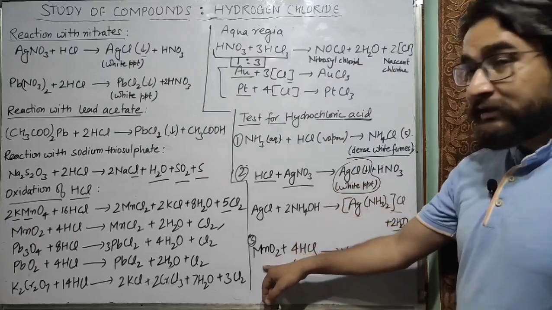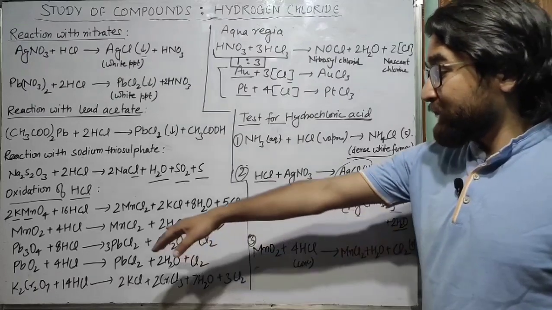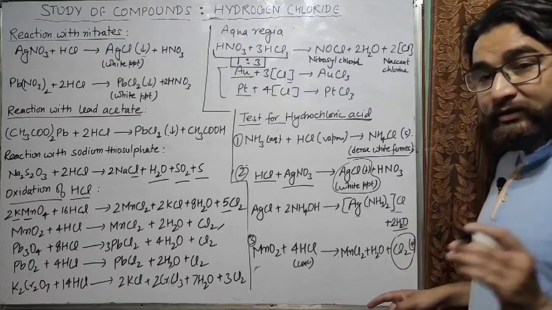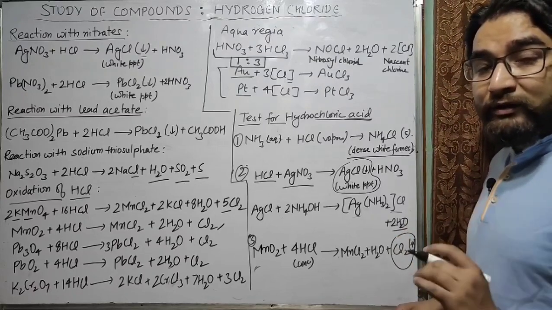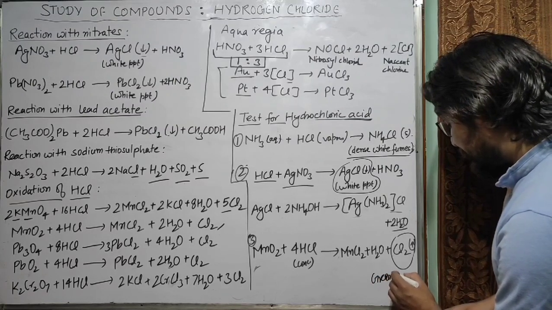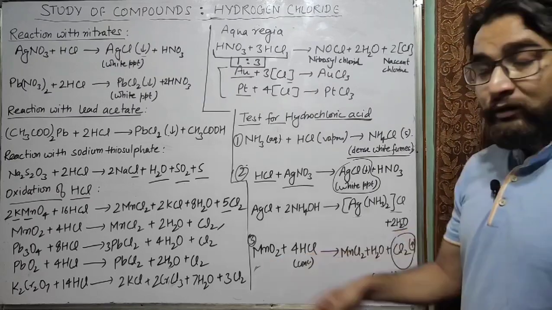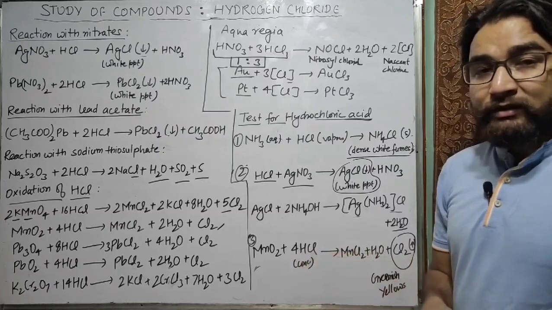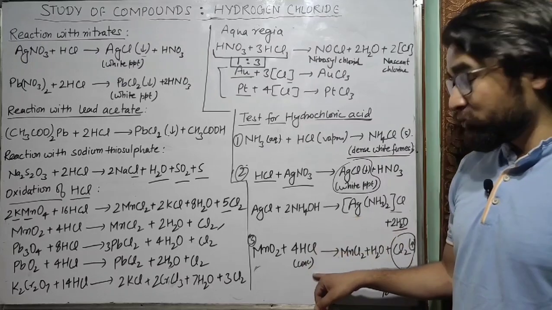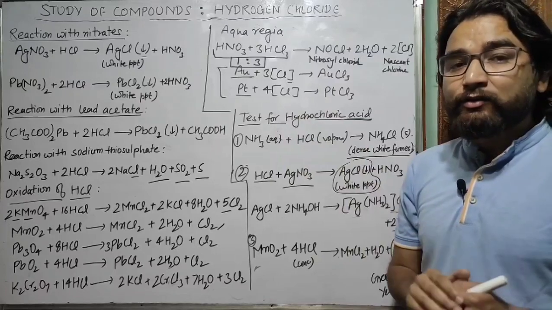Now the next is the reaction of HCl with manganese dioxide. You have already seen this reaction. It will liberate chlorine gas, and you can identify chlorine gas very easily because it has a greenish yellow color. So if you add MnO2, that is manganese dioxide, to HCl solution and a greenish yellow gas is liberated, then it means it is HCl. This should be concentrated HCl. So these are the tests for hydrochloric acid.